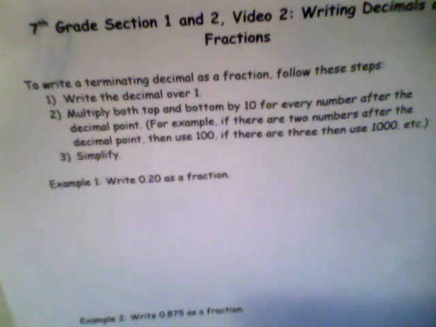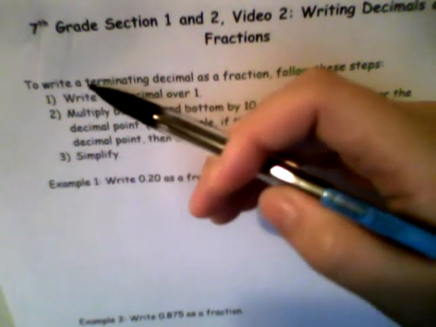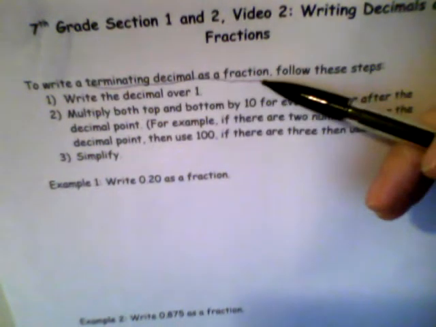Alright, so far in class we've talked about ordering rational numbers, and we've also talked about how to write fractions as decimals. Well, right now we're going to go the opposite way. We're going to talk about how to write decimals as fractions. Now, in this video, we're only going to deal with terminating decimals, and then in class on Monday, we'll deal with repeating decimals.